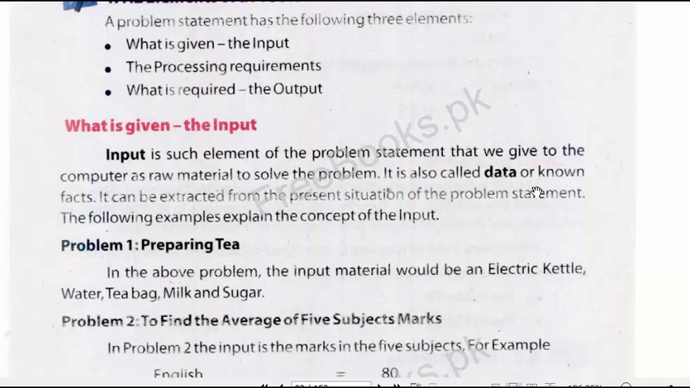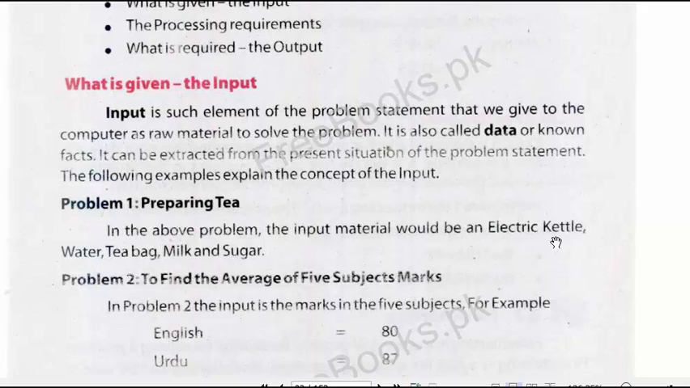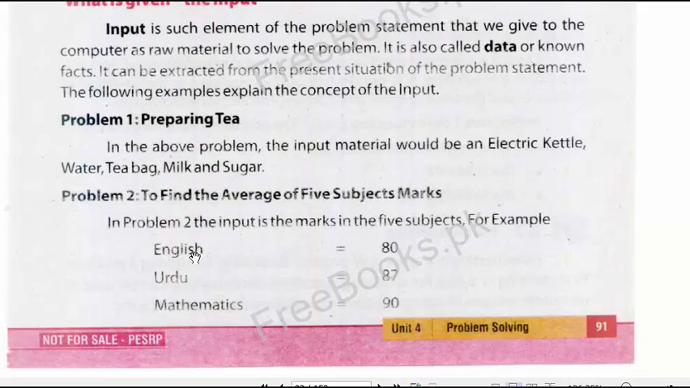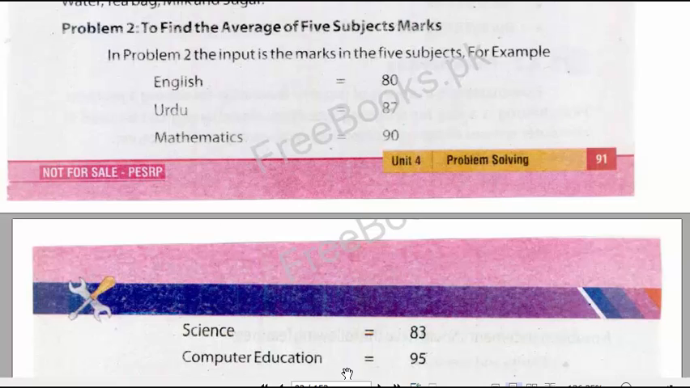Sorry, I misguided. How we are going to prepare a cup of tea. So this is the problem. According to that problem, the input requirements are an electrical kettle, water, tea bag, milk and sugar. And another problem, to find the average of 5 subjects' marks. In problem 2, the inputs are the marks in the 5 subjects. For example, English, Urdu, Math, Science, Computer Education: 80, 87, 90, 83 and 95.